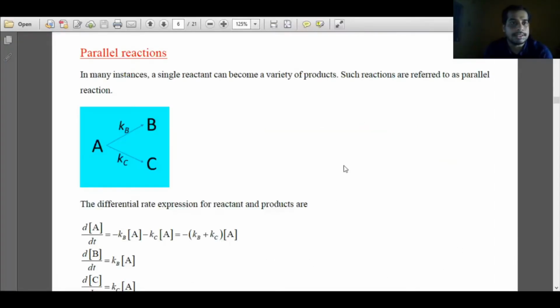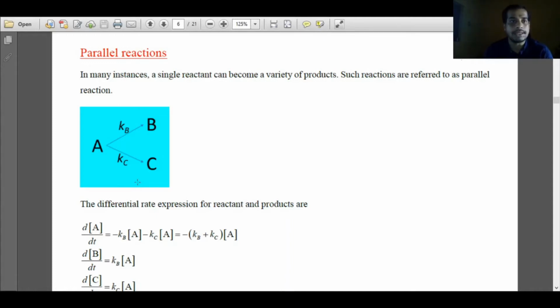Hello, in this session we will discuss parallel reactions. In many instances, a single reactant can form multiple products in a parallel manner. Suppose we consider a general reaction. Here A is forming B and C simultaneously. The rate constant for formation of B is Kb and the rate constant for formation of C is Kc.